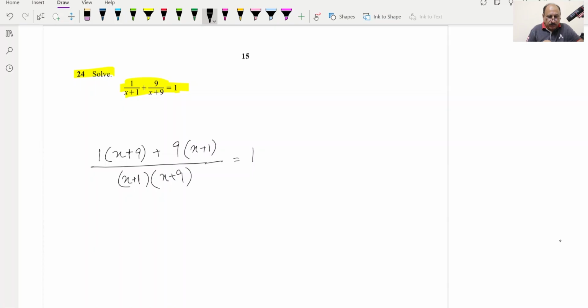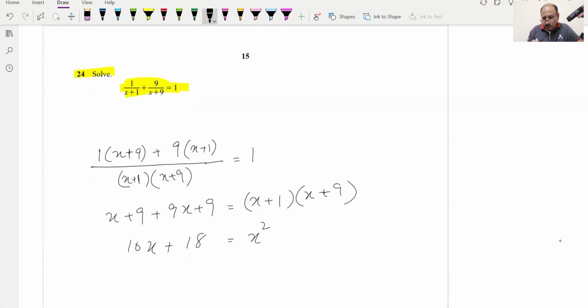Now we can cross multiply and open the brackets of the numerator. So x plus 9 plus 9x plus 9 is equal to, we will multiply, x plus 1 and x plus 9. Further we can open the brackets, and this will be 9x plus x will be 10x plus 18. 9 plus 9 is 18. And x into x will be x squared, plus x into 9 will be 9x, plus 1 into x will be x, plus 1 into 9 will be 9.